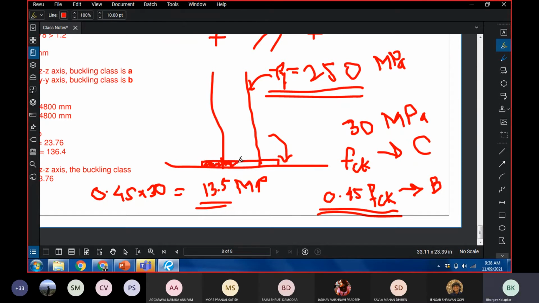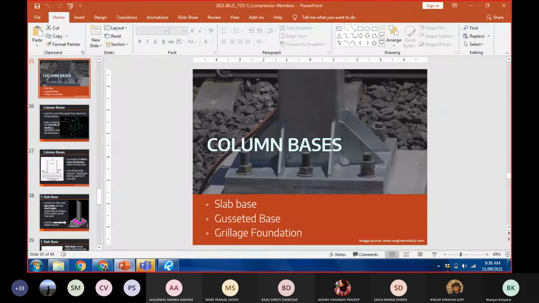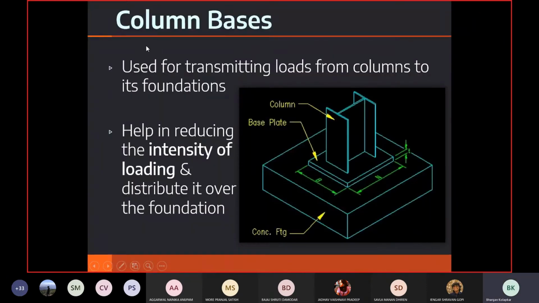Now what does this base plate do? This base plate takes all the load from the footing and it distributes over a larger area. So even though the stress in the column is 250 megapascals, the stress in the plate would be lesser, so that the force can be easily transferred to the concrete footing by bearing. That is precisely the function of a base plate. So base plates are used for transmitting loads from columns to its foundation. Base plates principally help in reducing the intensity or the stress of loading and distribute it over the foundation.